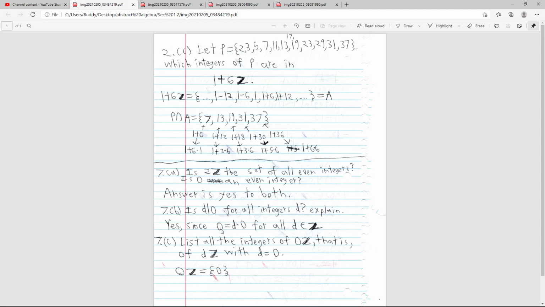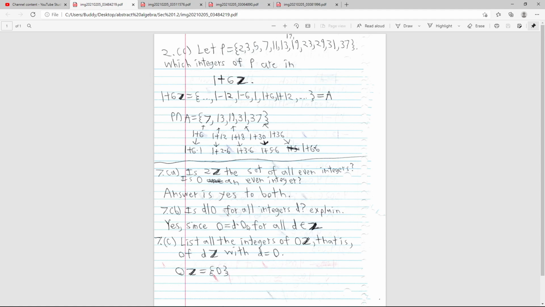Yes. Since 0 equals d times 0 for all d in Z. Basically, you can write it out in one of the proper ways for a divisor. It can be written out as 0 equals d times 0. So if d is a divisor of a number on the left side, it's now equal to d times a number. And no matter what, 0 times d will equal 0, no matter what d is.